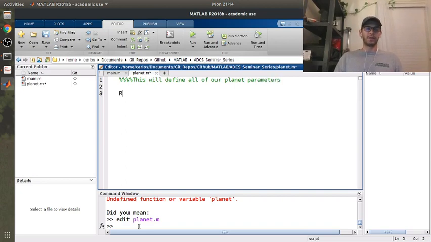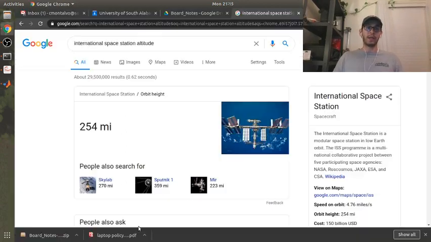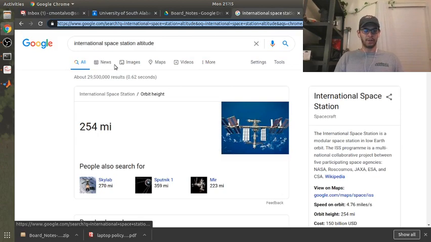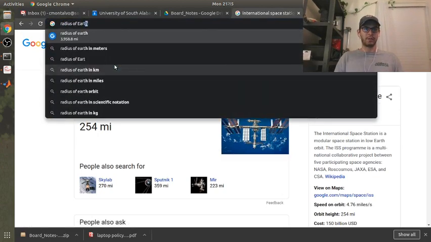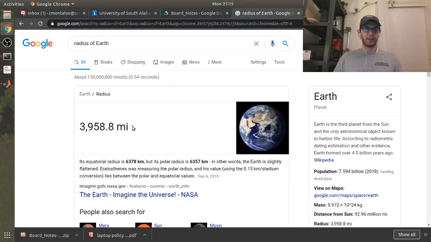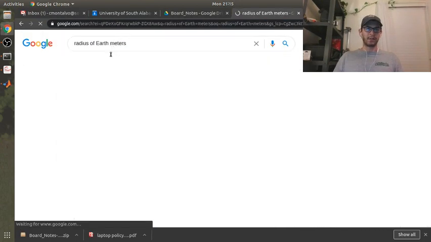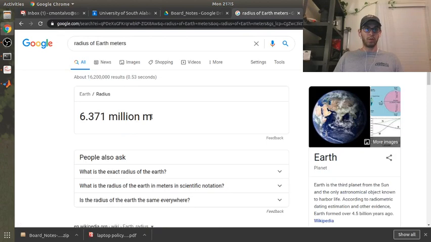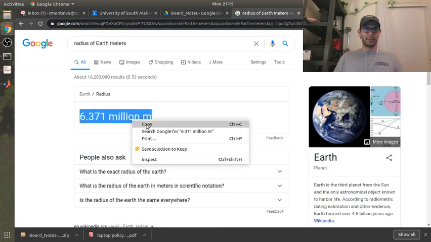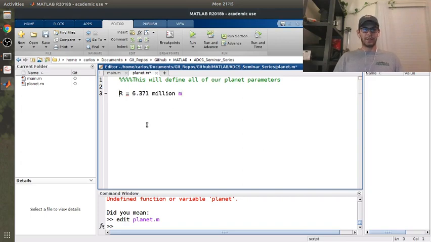A couple things. First I want the radius of the planet. So let's go to the radius of Earth. Where's my meters here? Come on, there we go. So 6.3 million meters, so that's E6?